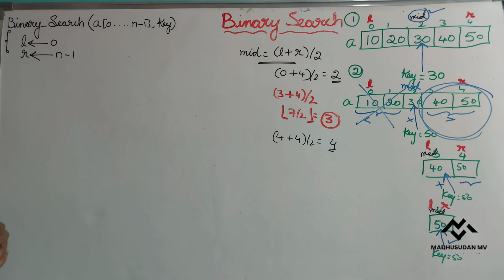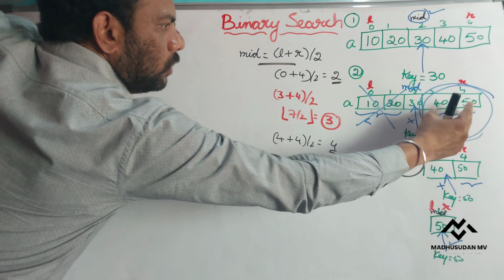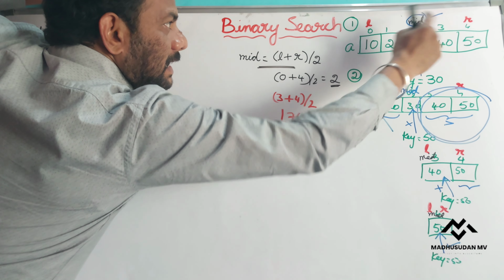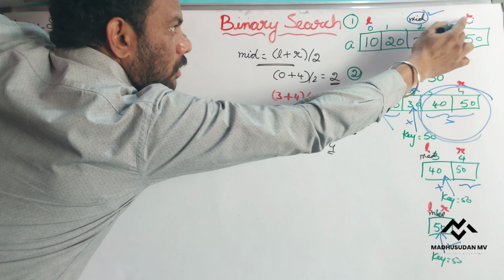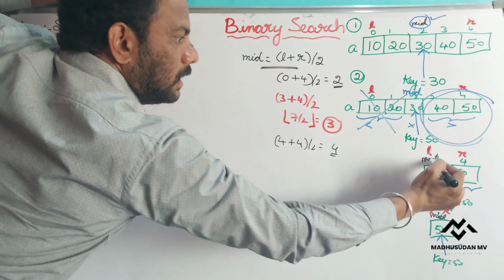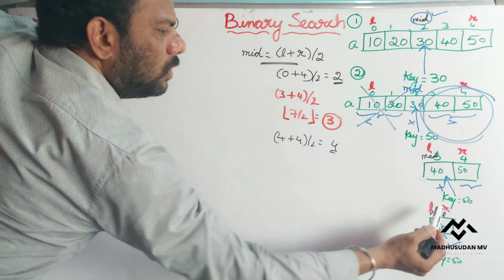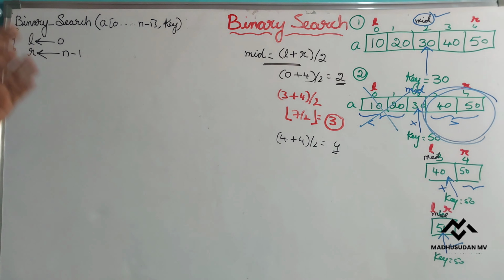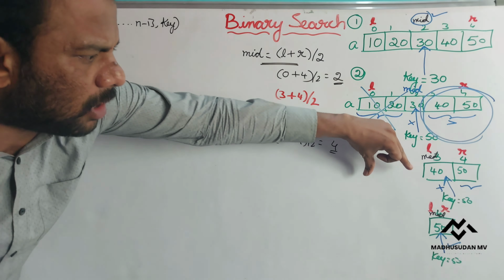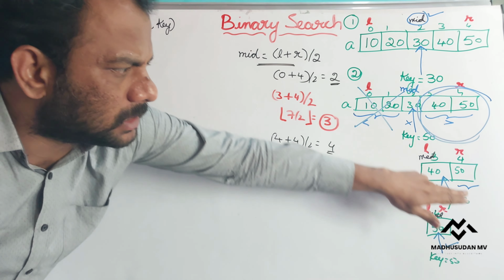So the condition is, if you see here, 5 elements are there, here 2 elements are there. So if L is less than R, with L value 0 and R value 4, L is less than R. When L equals R, there is one element. Till one element we need to search. See, why are we not searching here? Because I got only one half.